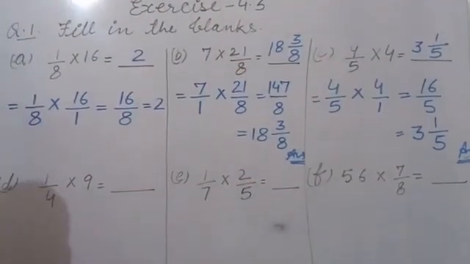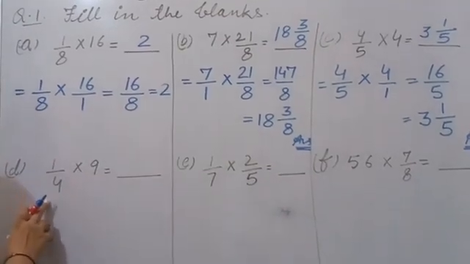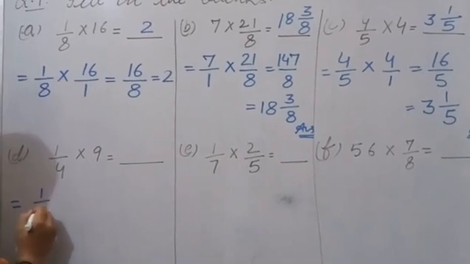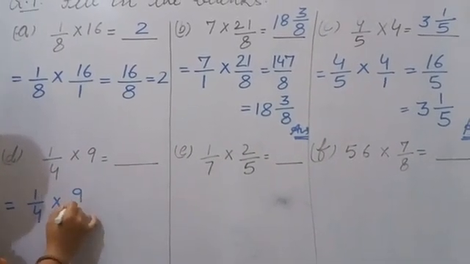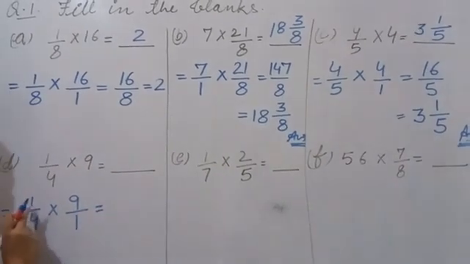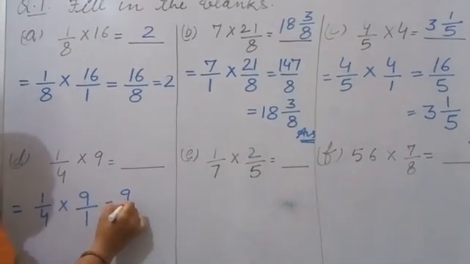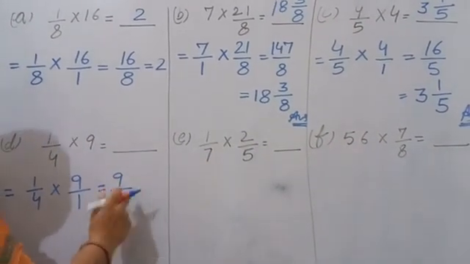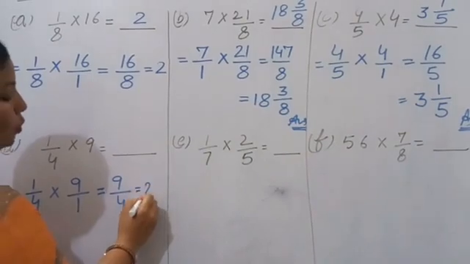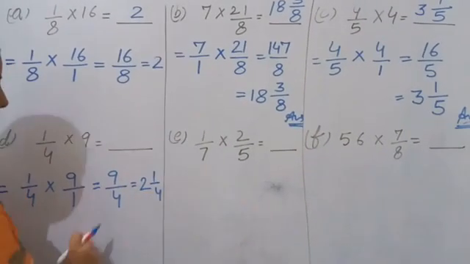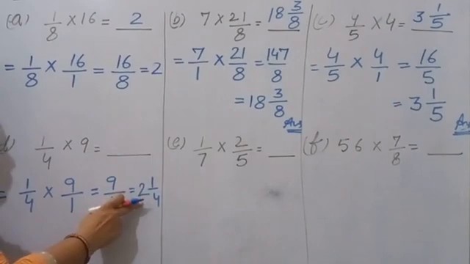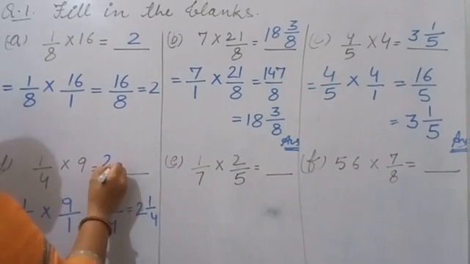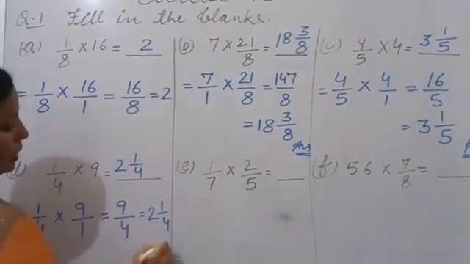Next is D part, 1/4 multiplied by 9. Same process will be there also. 1/4 multiplied by 9/1, because there is no denominator. So now 9 ones are 9 and 4 ones are 4. Now again it is an improper fraction. So 9 divided by 4. So what's your answer? 2 whole 1/4. Because 9 divided by 4, 4 2s are 8. So 2 complete. Then 9 minus 8, 1, 1/4. So 2 whole 1/4. That's your answer.